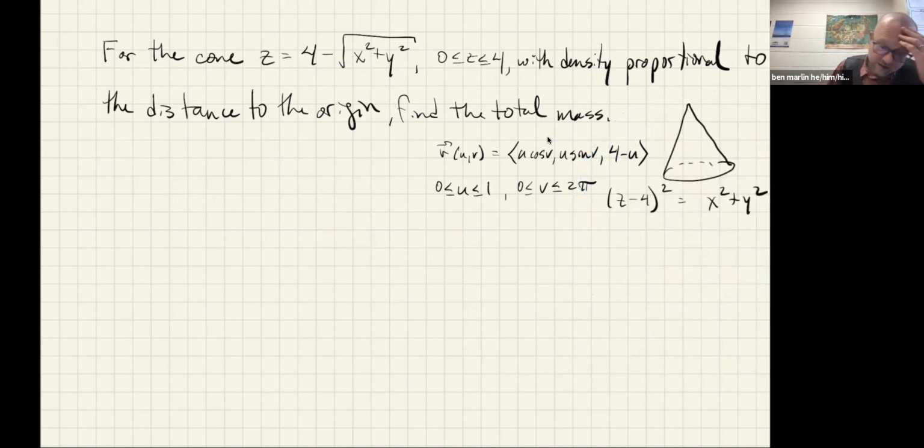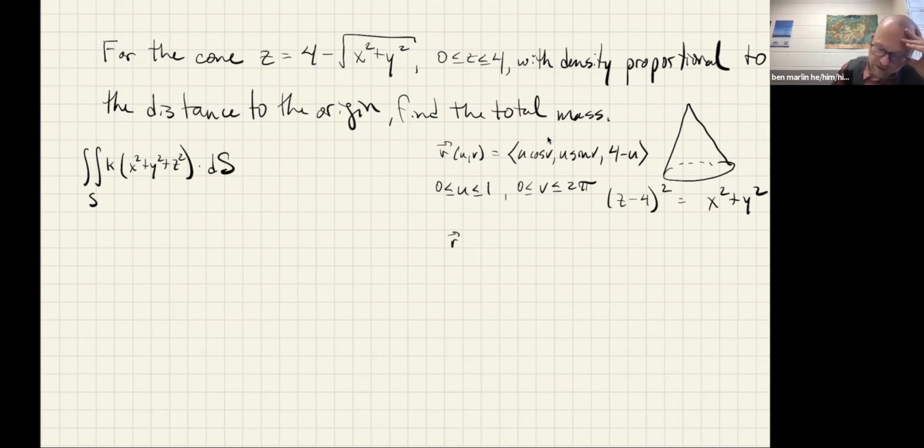All right, so the density proportional to the distance from the origin. That means that we're going to do our surface integral, and the density is proportional. So it is some k times the distance from the origin, so x squared plus y squared plus z squared, and then multiply that by the ds.